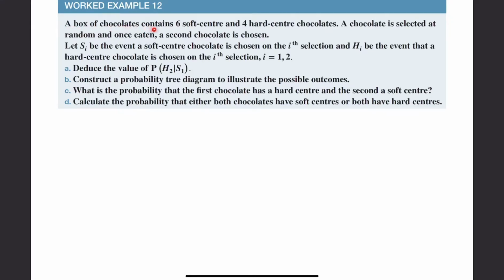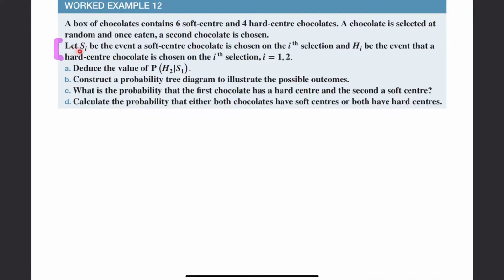A box of chocolates contains 6 soft center and 4 hard center chocolates. A chocolate is selected at random, and once eaten, not put back, a second chocolate is then chosen. Now, this part over here is just explaining how they are setting this out.